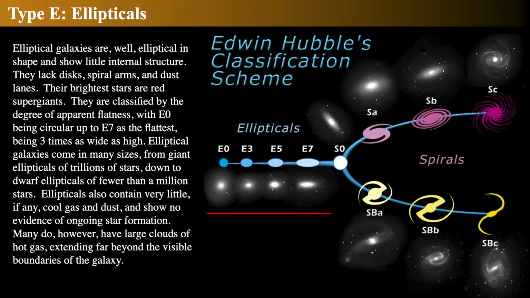All right. Elliptical galaxies are elliptical in shape. They don't have any internal structure. They don't have disks. They don't have spiral arms. They don't have dust lanes. The brightest stars are big red supergiants, and they're classified only by their appearance and their apparent flatness. If you see a circular looking one, that's an E0. And if you see one that's really wide compared to its height and it's really flat or smushed or cigar-shaped, then that is an E7, where it's up to about 3 times as wide as it is high.